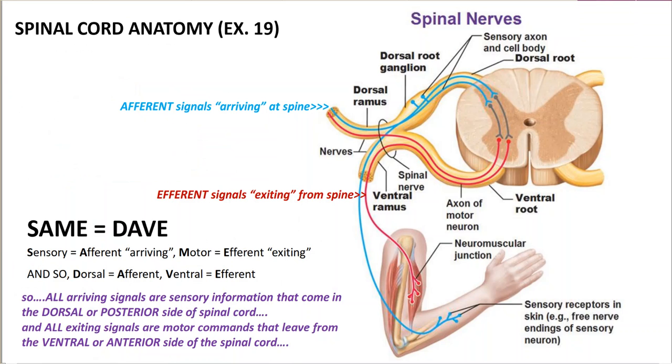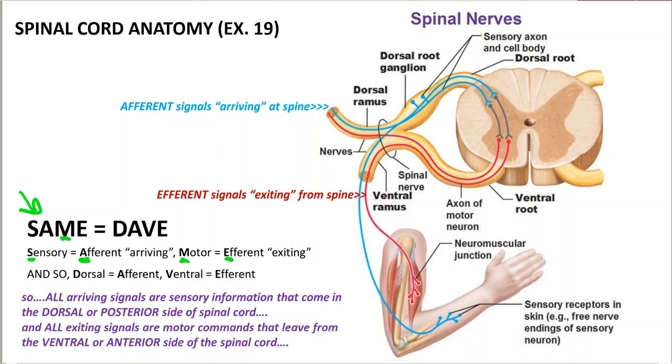So I just want to flash back for a second to the previous nervous tissue lab where they introduced the idea of a sensory or afferent neuron and a motor or efferent neuron. And I just wanted to show you that there's a nice little mnemonic to remember those things, and it's called SAME DAVE. It's this guy right here, SAME DAVE.